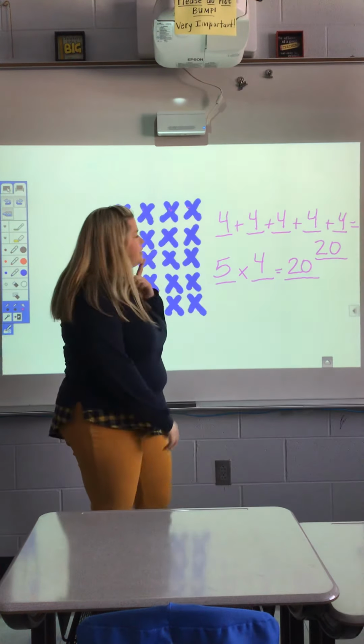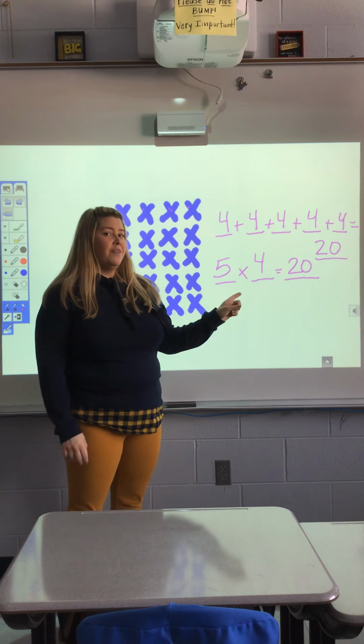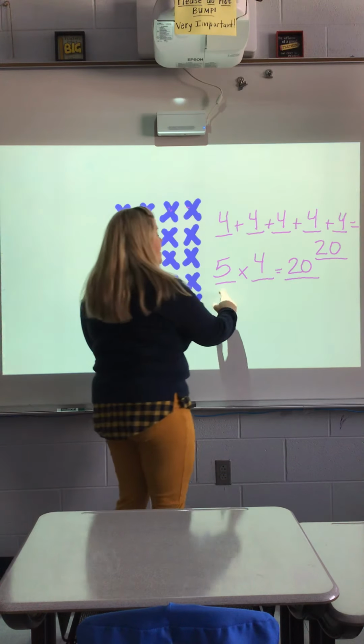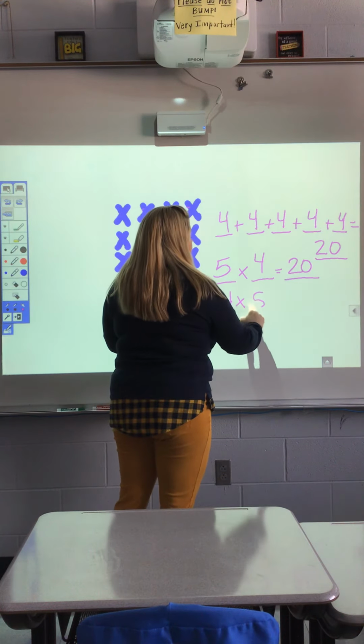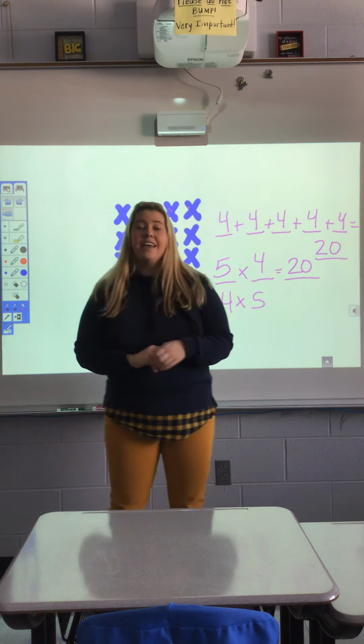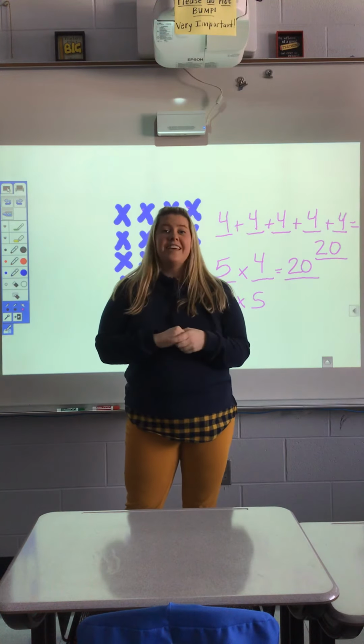Hey, did you notice we did this similar problem just a couple times ago? Except we did the commutative property fact. We did 4 times 5 earlier. Okay, I hope that gives you some extra practice. And what you're going to do now is head down to the puzzle piece and complete that.